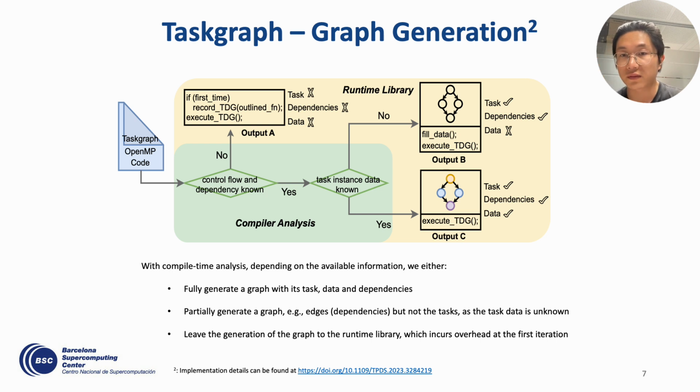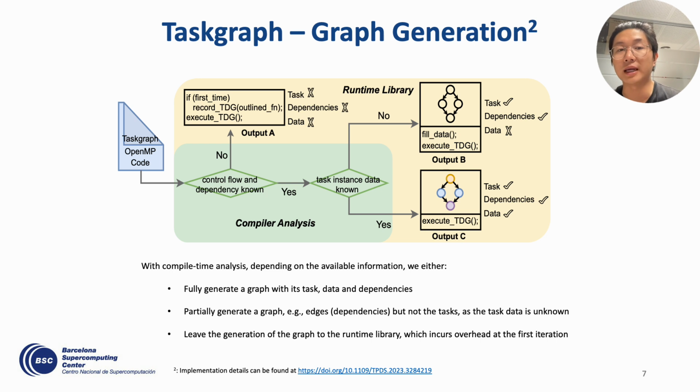If we only have the tasks and the task dependencies at compile time, but not the task data, the output B, then we will create the graph partially, so the edges among the tasks can be created at compile time, but not the tasks along with the data. Then in this case, at runtime, we will record the tasks with their data, and this task graph will then be ready to be replayed if we encounter it for the second time.